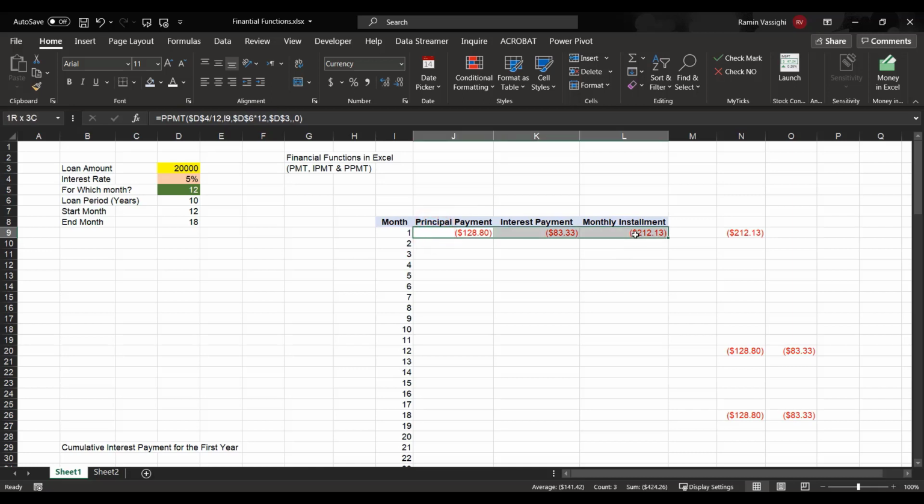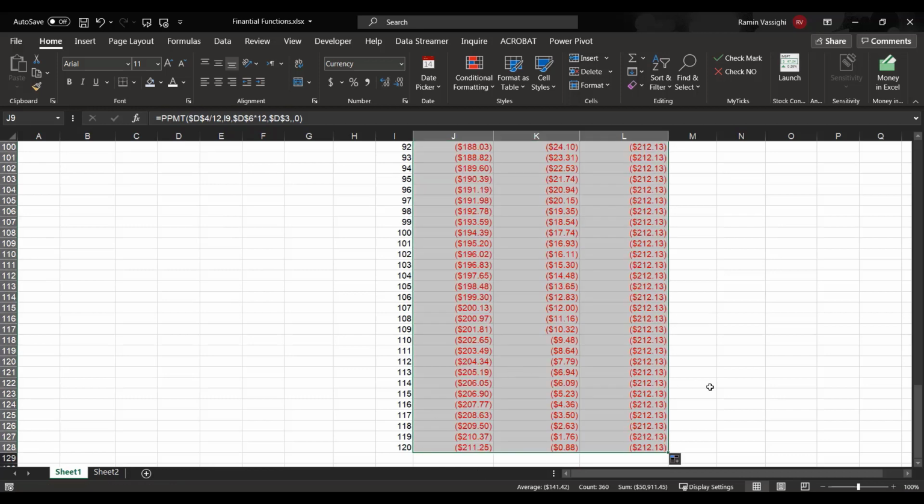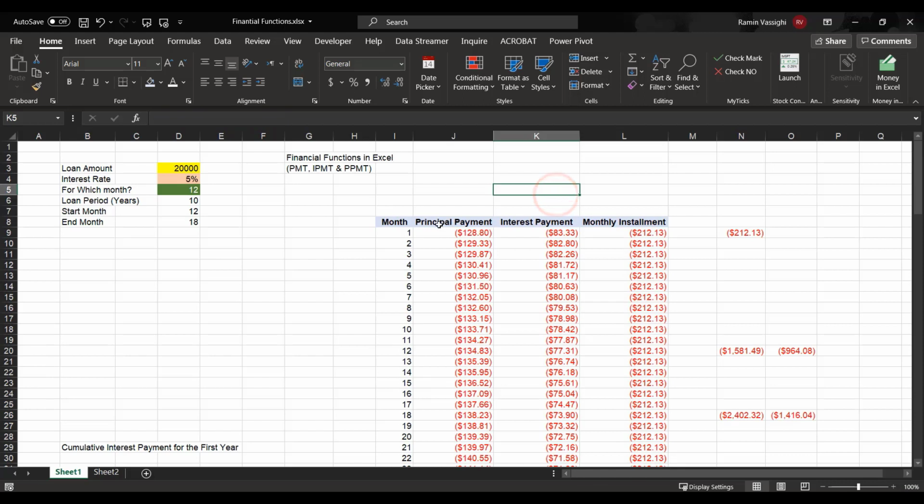So next thing you do, you copy this and bring it all the way down to the end of your 120 payments. And here it is. You accomplished your table in this case. So you have each month, and your payments for principal payments and interest payments and monthly installments.